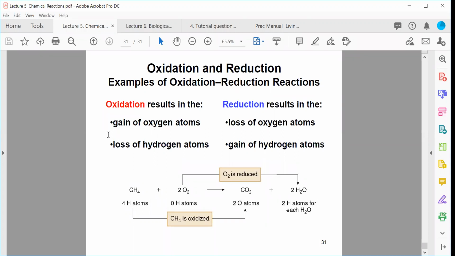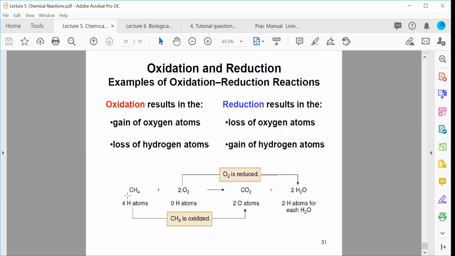Oxidation can also result from the loss of hydrogen atoms, and we'll look at an example here. And of course, reduction can result from loss of oxygen, so the opposite of oxidation, and gain of hydrogen.